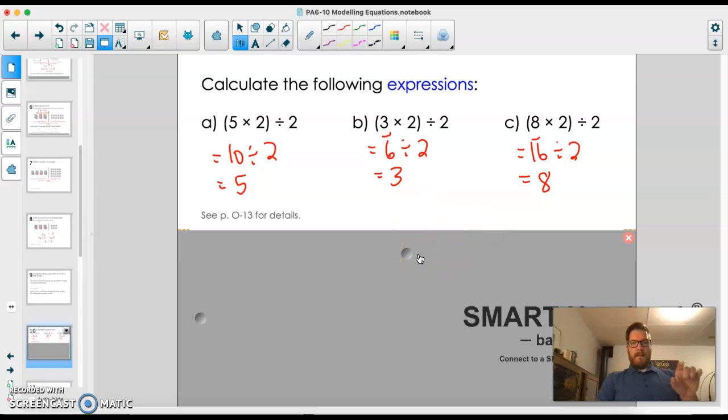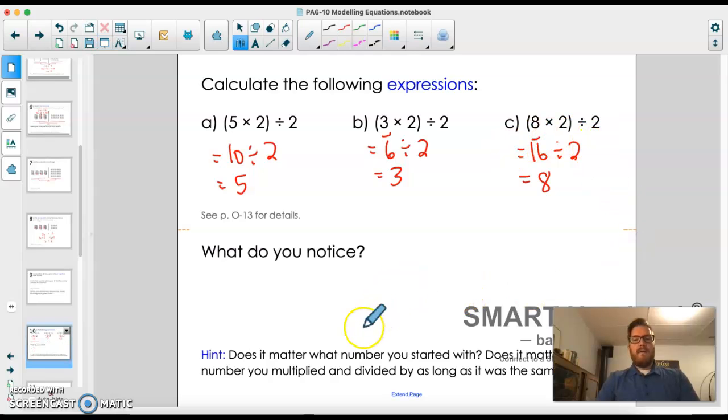So multiplying a term and then dividing it by the same number will leave you with the same number, okay? So 5 times 2 divided by 2 is just 5. 3 times 2 divided by 2, just 3. 8 times 2 divided by 2, just 8, okay? So it doesn't matter what number we start with. If we're multiplying and dividing by the same number, it's going to get us back to that starting number as long as the multiplication and division is by the same number.